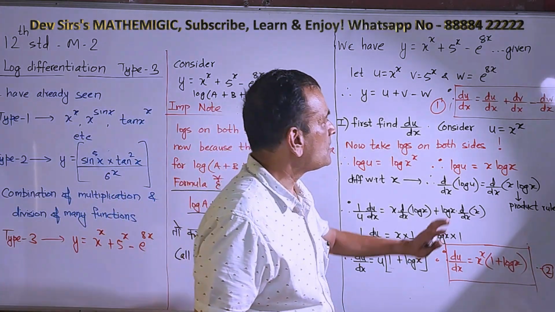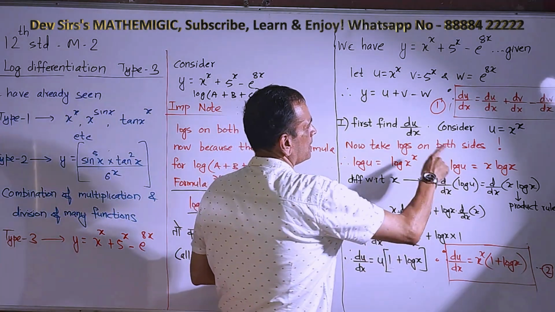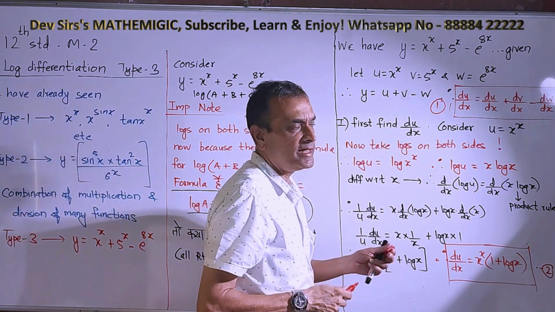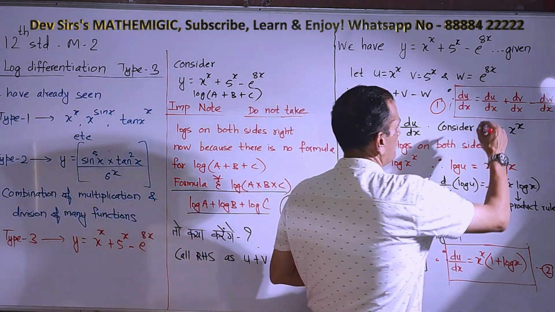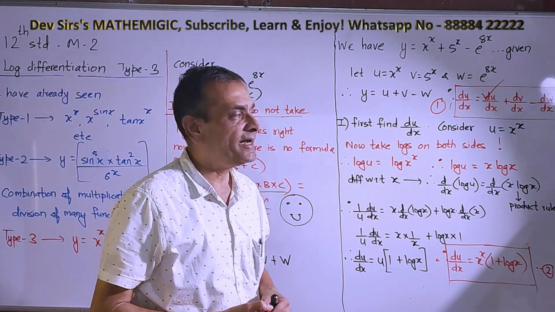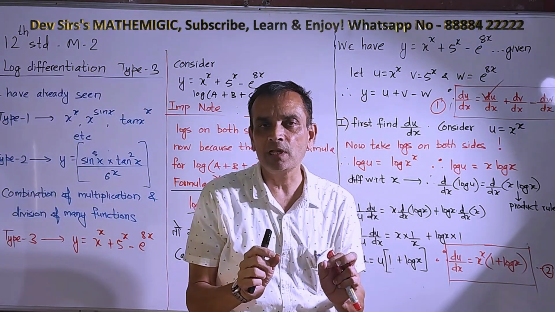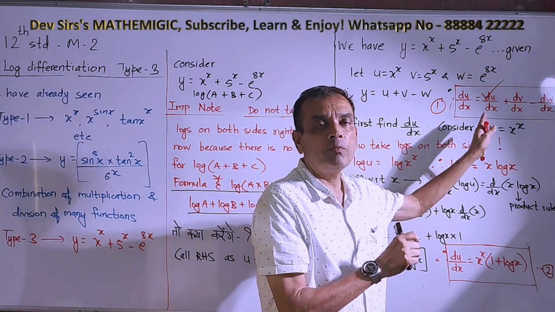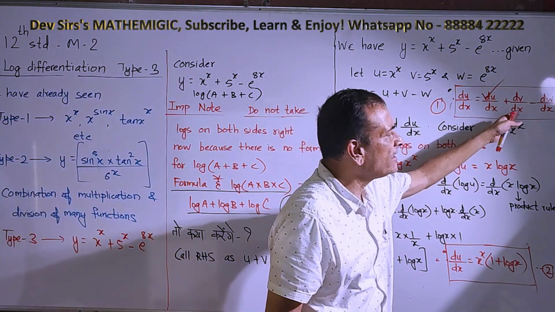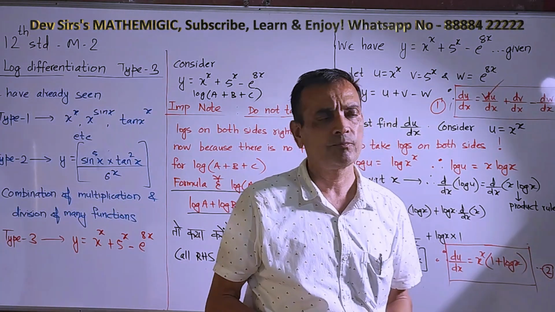Right? So after getting equation 1, what do we do? First find du by dx. ये find करना है. How do you find du by dx? These are three simple problems in one problem. du by dx find करो, dv by dx find करो, dw by dx find करो, substitute the values, it's over.